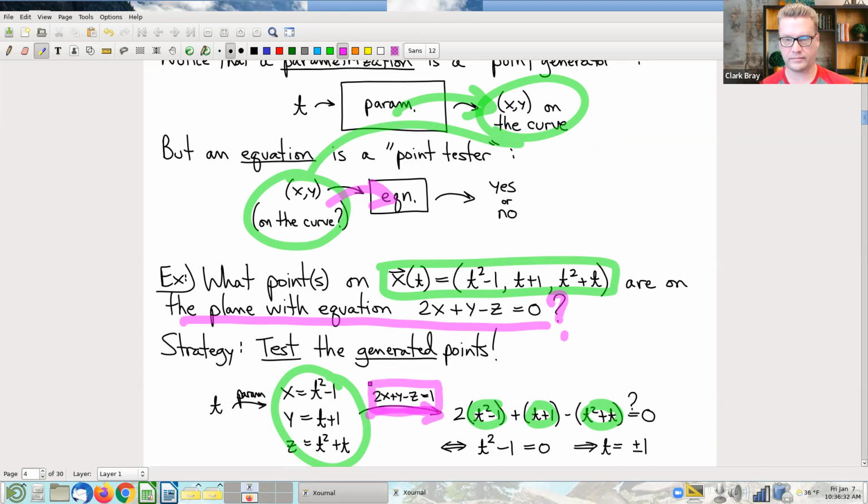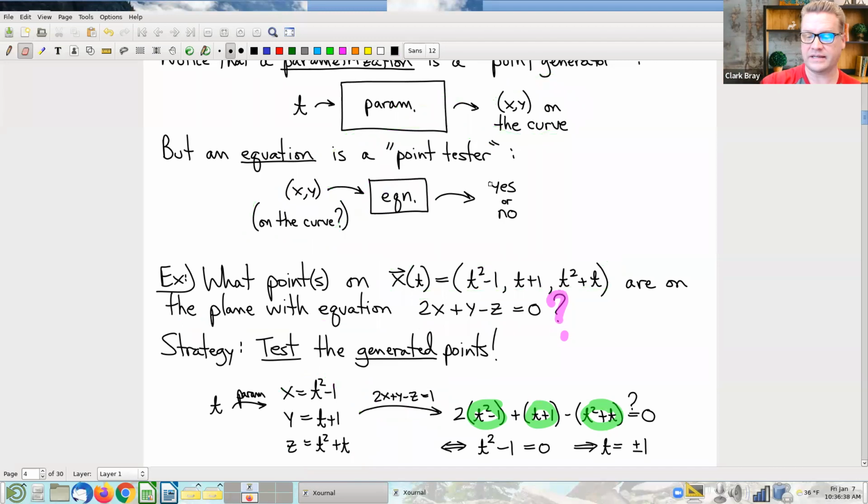Okay, so we generate points and then we test them. And what that gives us is a sort of foot in the door. If I'm going to generate a point that is going to pass the test, then I need for this to work. And I do a little bit of algebra, collect some terms, and that tells you this, which then tells you, yeah, there's two values of t, and it's plus and minus 1.